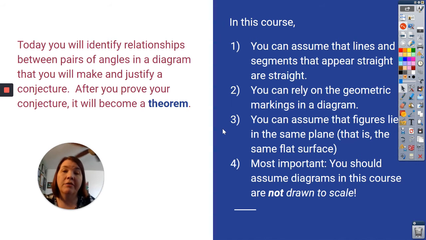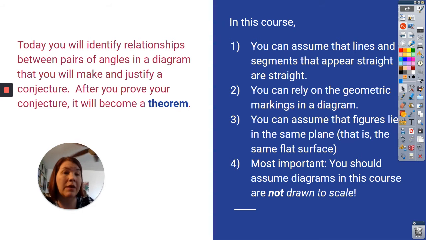Today we're going to identify relationships between pairs of angles in a diagram, and then we're going to make and justify a conjecture. After we prove our conjecture, we're going to have a theorem. We'll talk about what conjecture means a little later, and theorem too. A theorem is just a mathematical statement that's been proven.